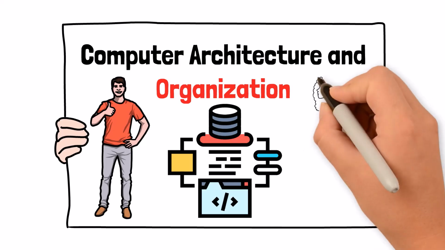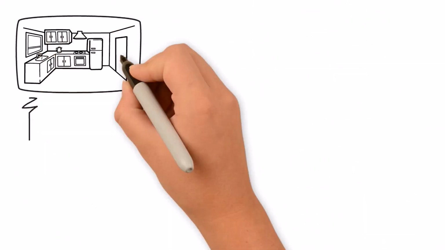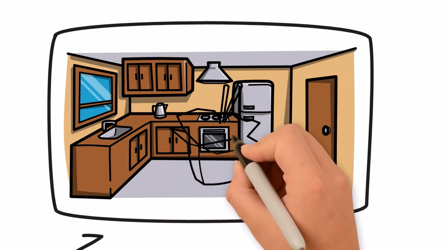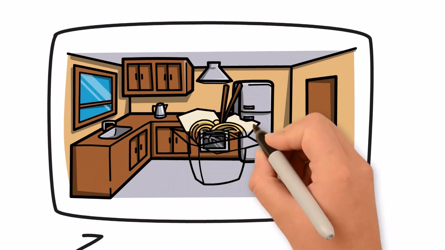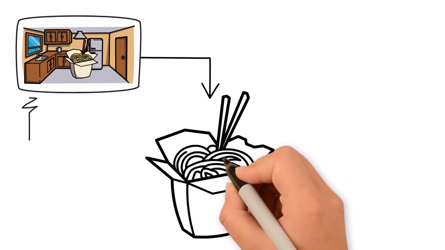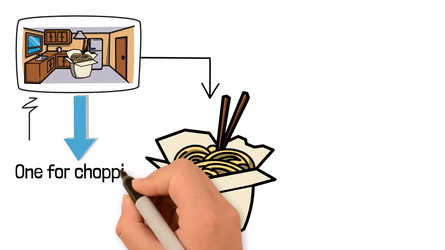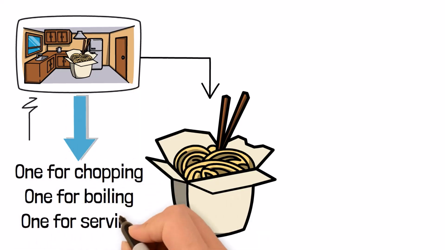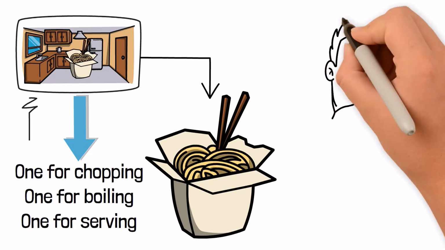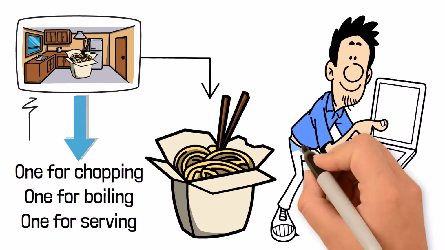Let's start with a simple analogy. Imagine your computer is like a magic kitchen. You, the user, give orders, like make noodles. The kitchen staff inside follows the instructions and prepares the noodles. There are different areas in the kitchen, one for chopping, one for boiling, one for serving. This is exactly how your computer works. It follows your instructions step by step using its inner parts.